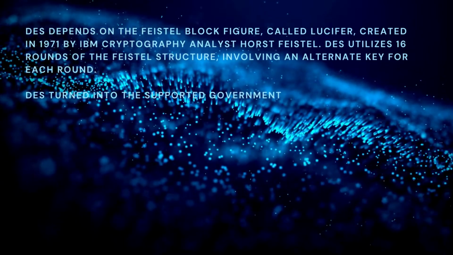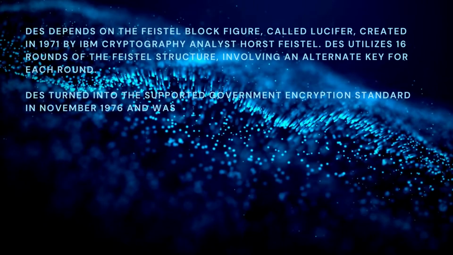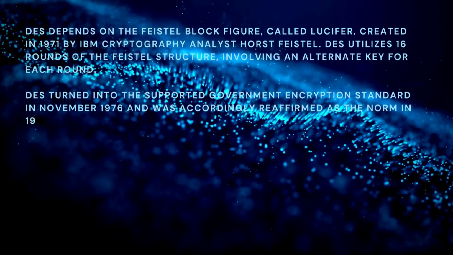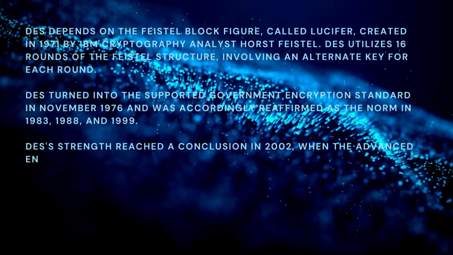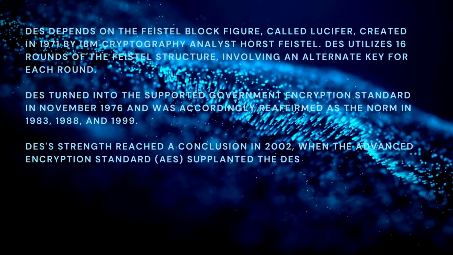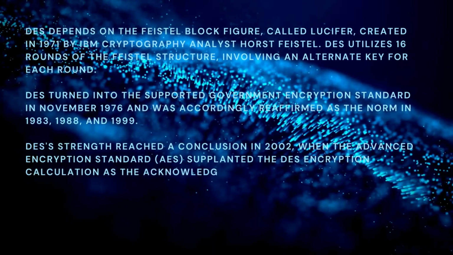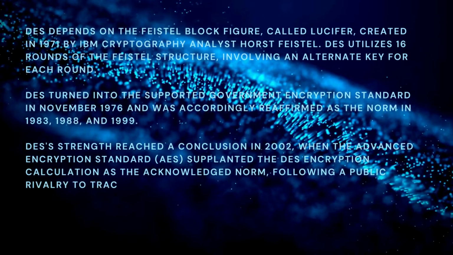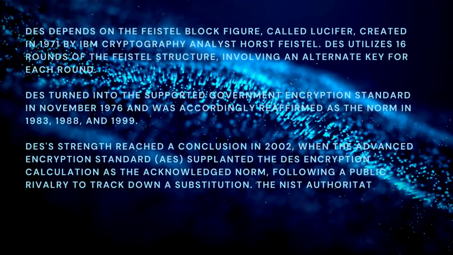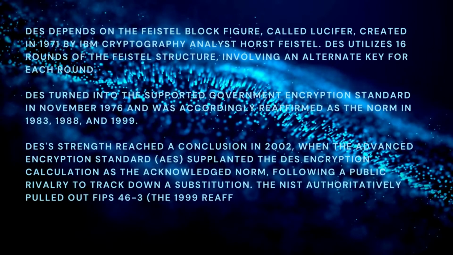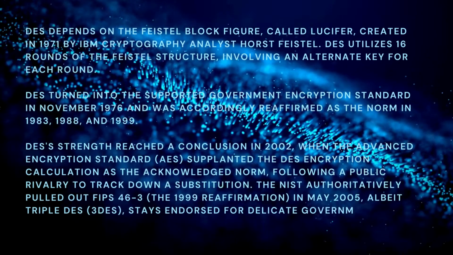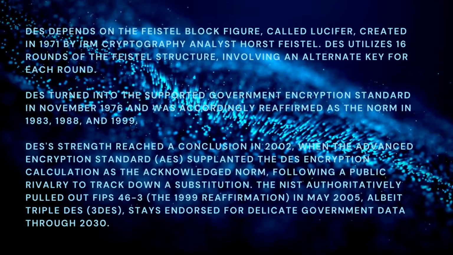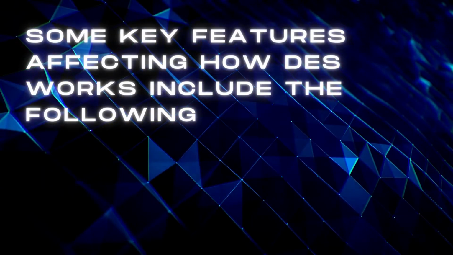DES turned into the supported government encryption standard in November 1976 and was accordingly reaffirmed as the norm in 1983, 1988, and 1999. DES's strength reached a conclusion in 2002, when the Advanced Encryption Standard supplanted the DES encryption algorithm as the acknowledged norm, following a public rivalry to track down a substitution. The NIST authoritatively withdrew FIPS 46-3, the 1999 reaffirmation, in May 2005, although Triple DES remains endorsed for sensitive government data through 2030. Some key features affecting how DES works include the following.